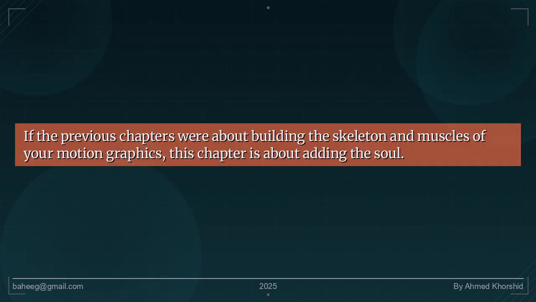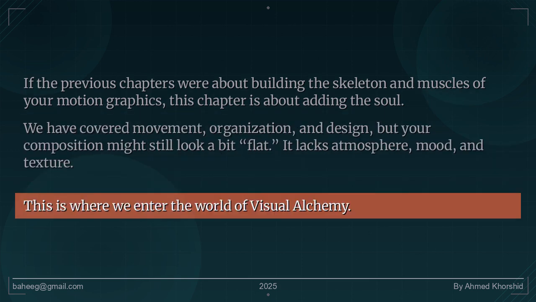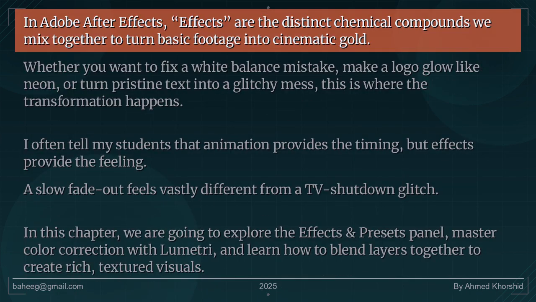If the previous chapters were about building the skeleton and muscles of your motion graphics, this chapter is about adding the soul. We have covered movement, organization, and design, but your composition might still look a bit flat. It lacks atmosphere, mood, and texture. This is where we enter the world of visual alchemy. In Adobe After Effects, effects are the distinct chemical compounds we mix together to turn basic footage into cinematic gold.